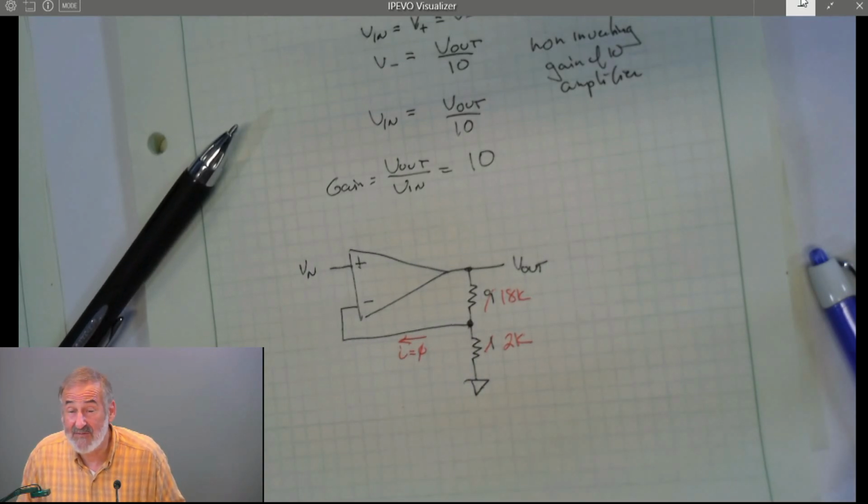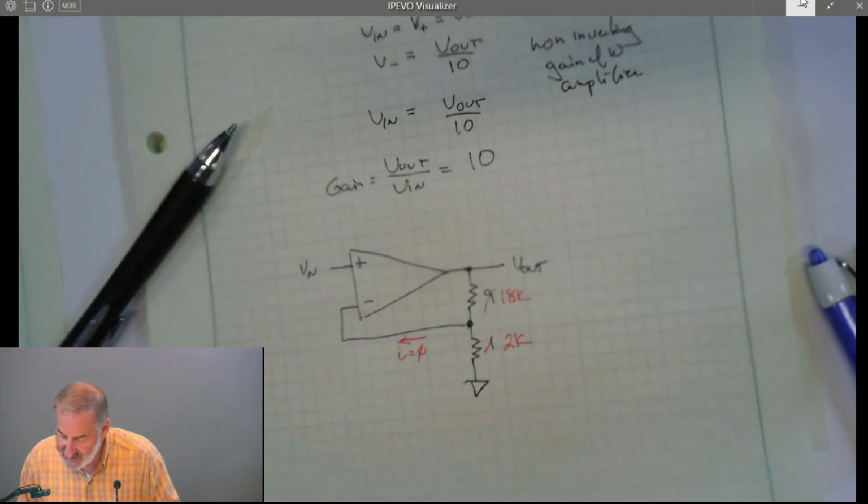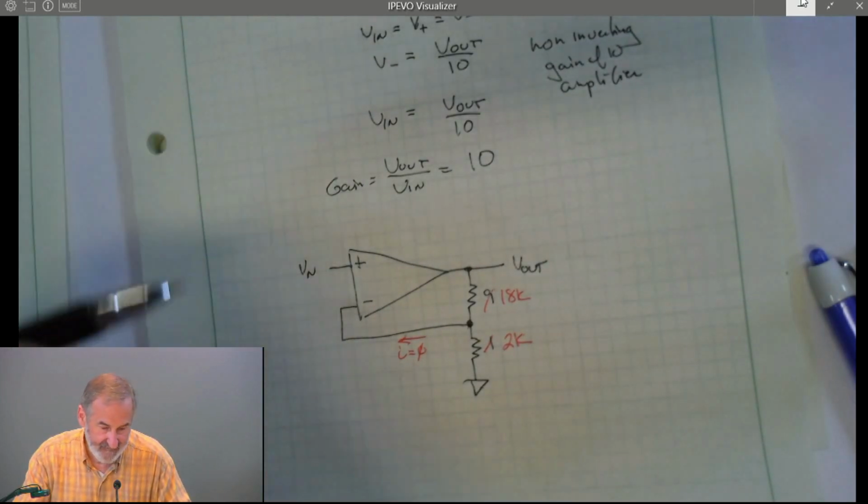What's my recommendation? My recommendation is to choose resistors between 10K and a megohm. If you choose resistors in that range, you will not have to worry about the problems, the non-perfections of any of the op amps we use. So 18K and 2K is just fine.